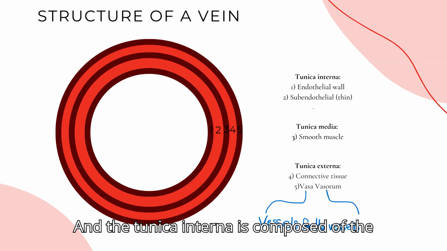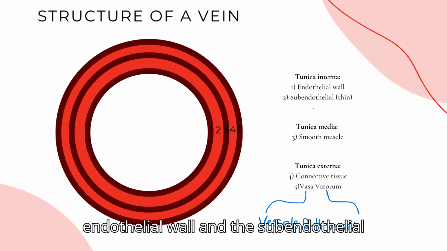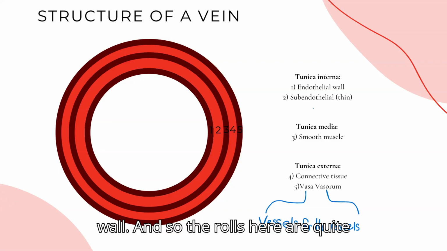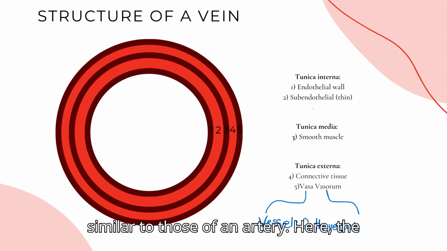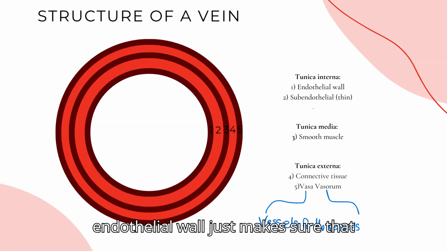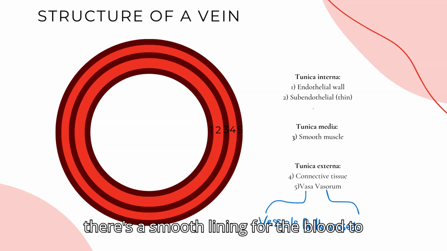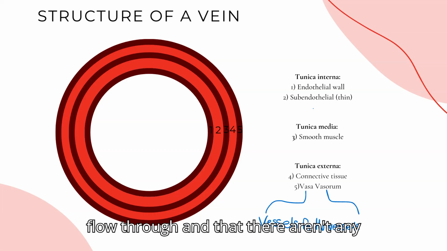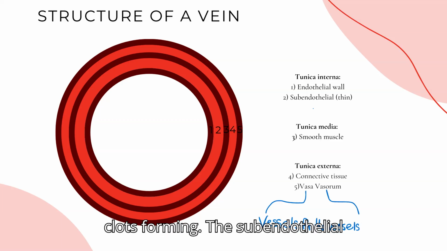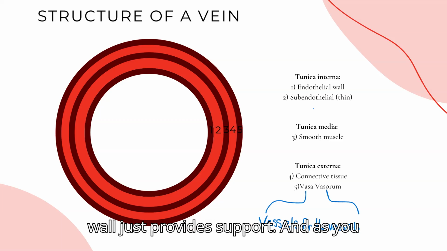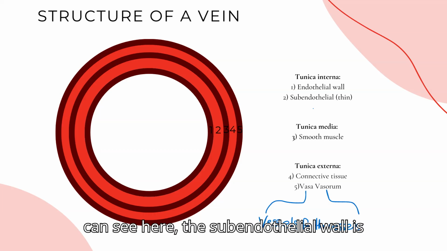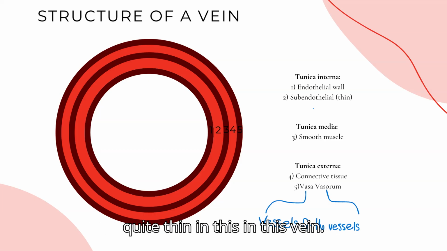And the tunica interna is composed of the endothelial wall and the subendothelial wall. And so the roles here are quite similar to those of an artery. Here, the endothelial wall just makes sure that there's a smooth lining for the blood to flow through and that there aren't any clots forming. The subendothelial wall just provides support. And as you can see here, the subendothelial wall is quite thin in this vein because there isn't much support needed.